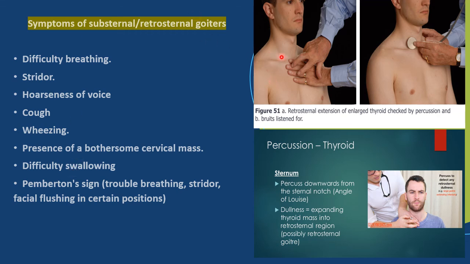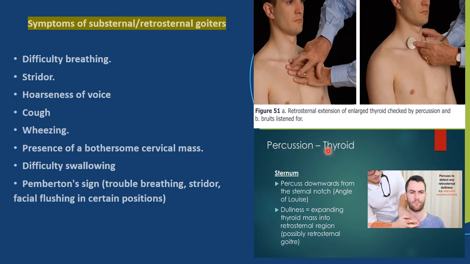Okay, this picture here shows you the percussion for retrosternal extension of enlarged thyroid, which is checked by percussion of the upper part of thorax on the affected side. And sometimes you can also get bruit over the area. Okay, bruit.